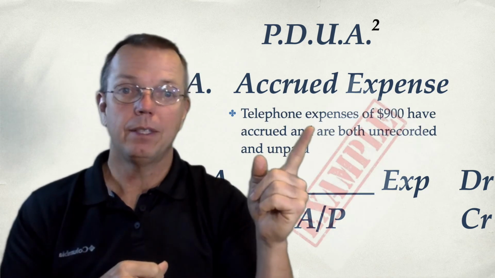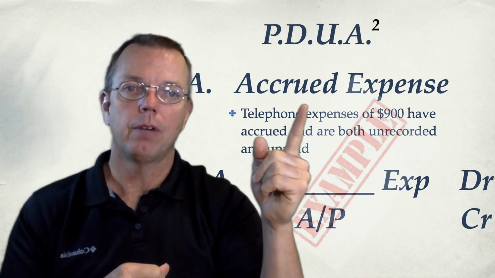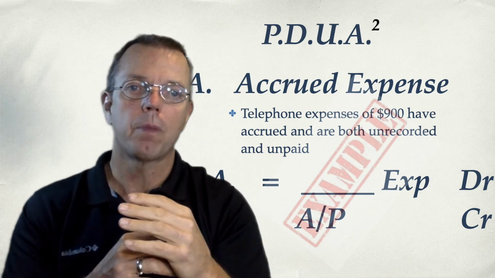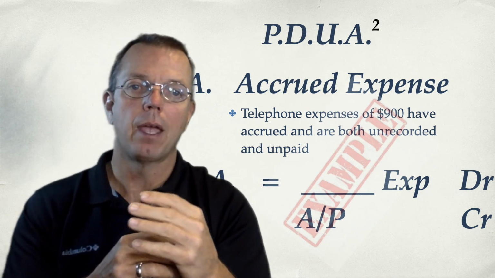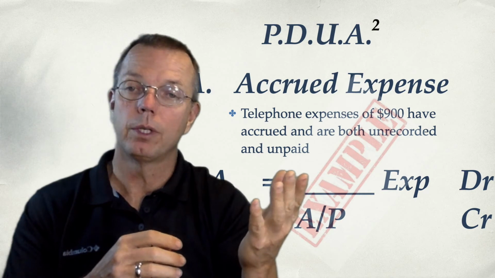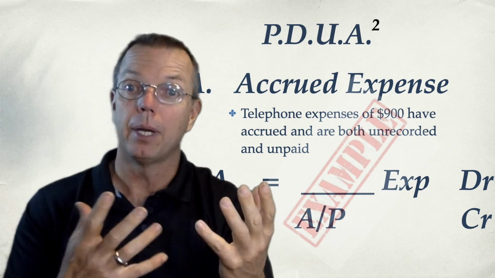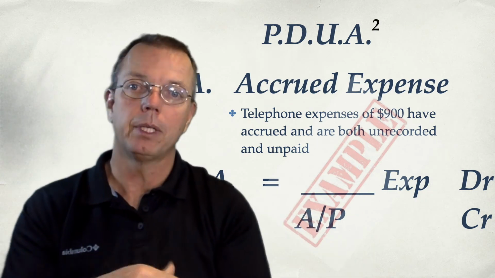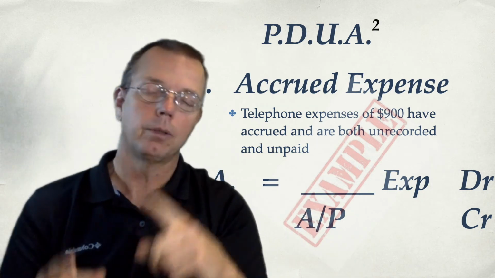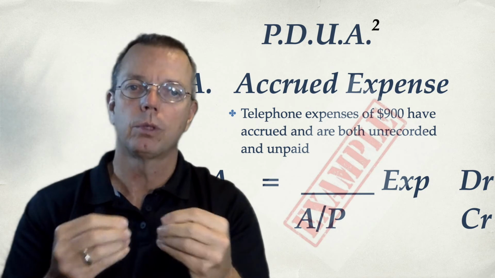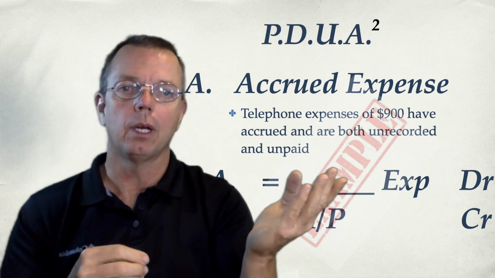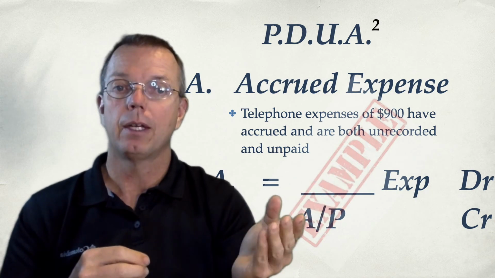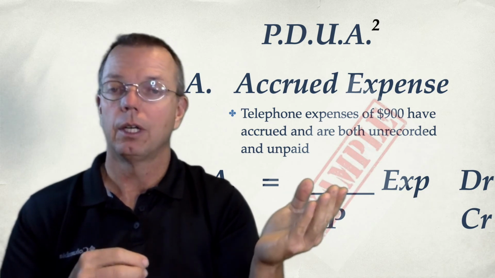So in this example, we have a telephone expense of $900 that has been accrued. So for the month, we've used it, and it's both unrecorded, so we haven't recorded it yet, and unpaid, so we haven't paid it. We know the bill's going to show up in a few weeks, but it's going to be for this month, which will fall in that period. So we need to record that. So again, it would be $900 telephone expense on the debit first, and accounts payable of $900 for the credit.